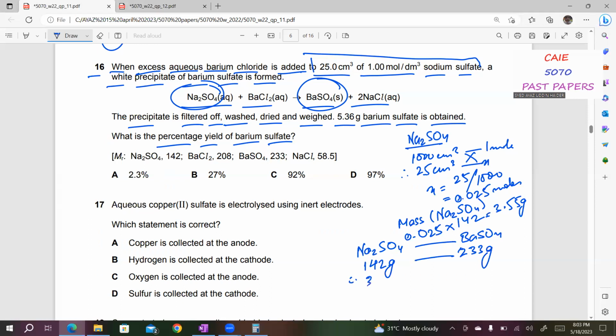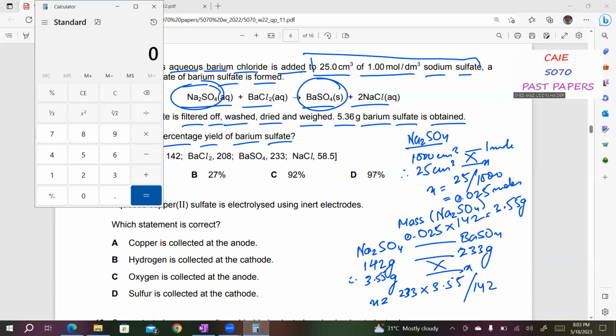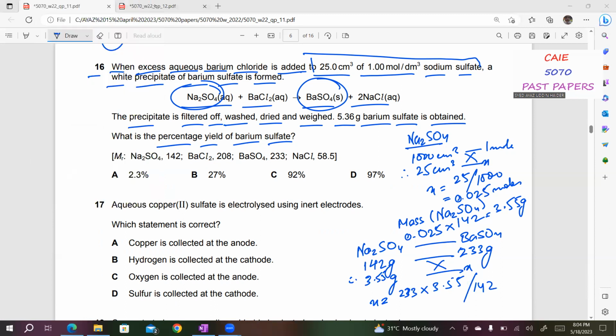Therefore, 3.55 grams produces X gram of BaSO4. X is equal to 233 multiplied by 3.55 divided by 142. That is 5.825. 5.825 is the mass of BaSO4.